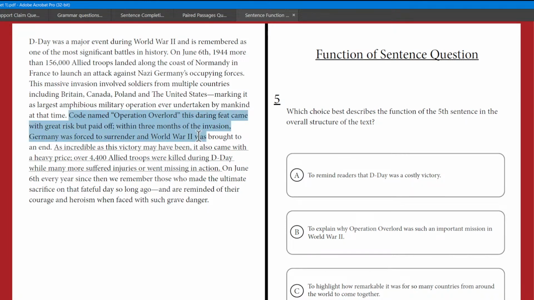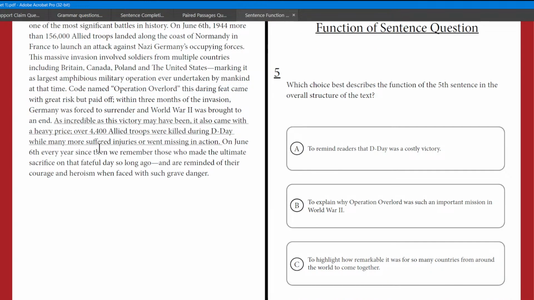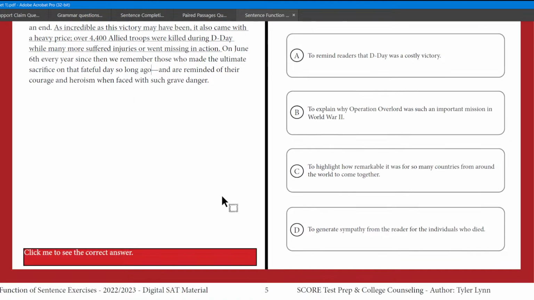They tell me a little bit more about the operation here, and they tell me a little bit more about those people that made the sacrifice. But okay. Yeah, A would be good. I'm with you guys on this one. Any questions? Any thoughts?